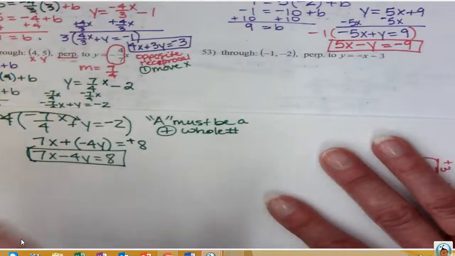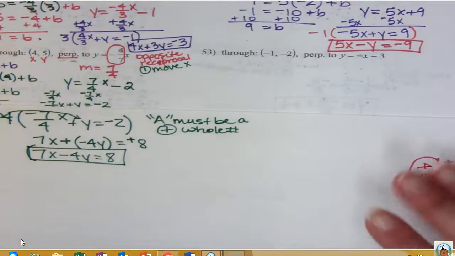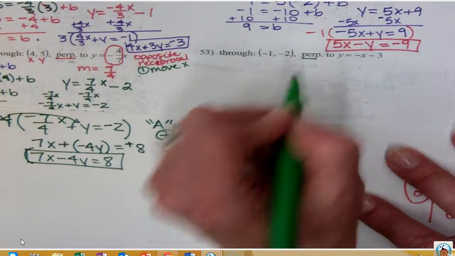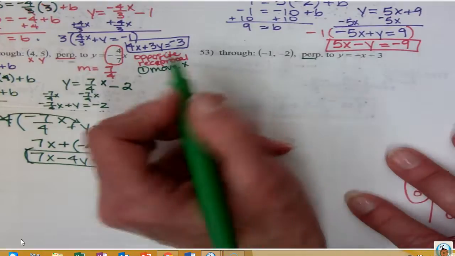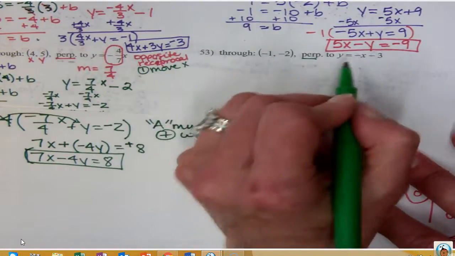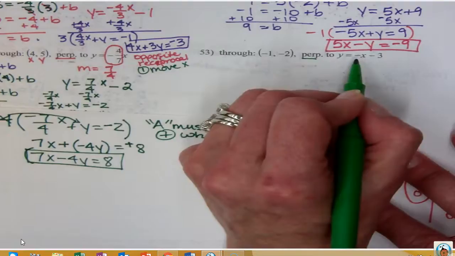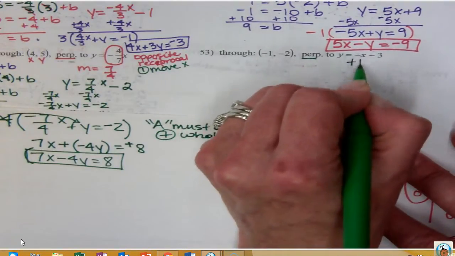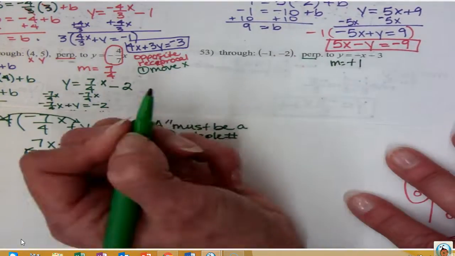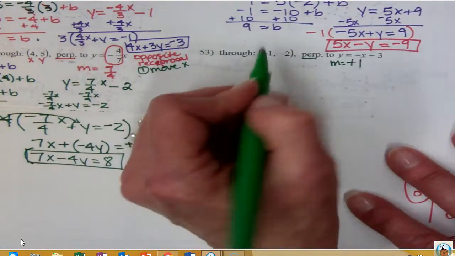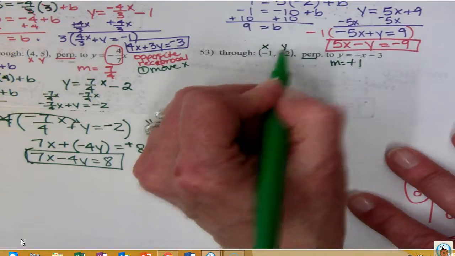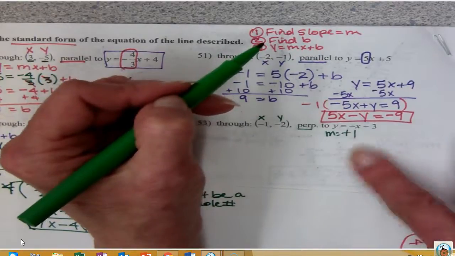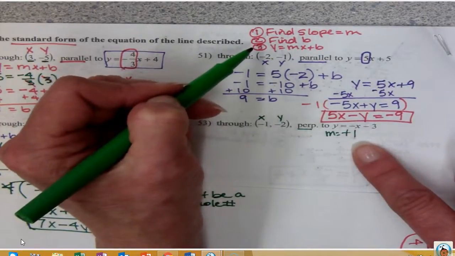Moving on. Hopefully you're getting this. So now, same thing. Perpendicular, I need the opposite reciprocal. So my slope is -1. The opposite is going to be a positive 1 over 1. So my slope is going to be positive 1. I've got my x, I've got my y. So I found the slope. It is positive 1. Now I need to find my b.